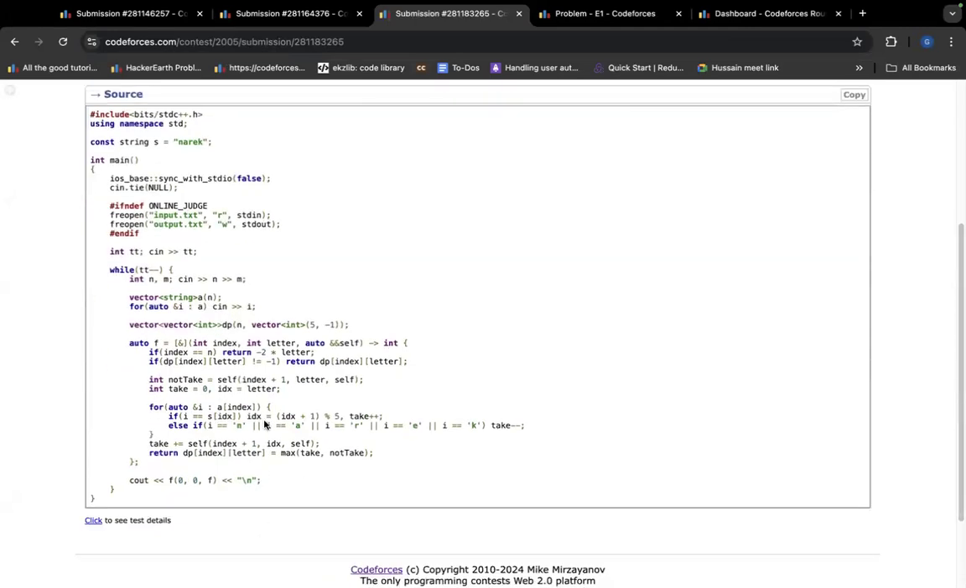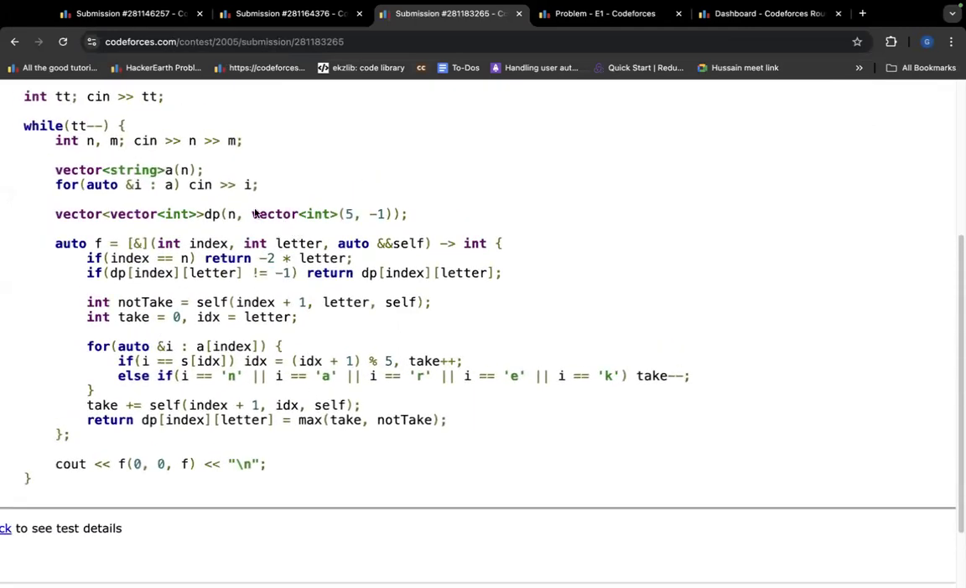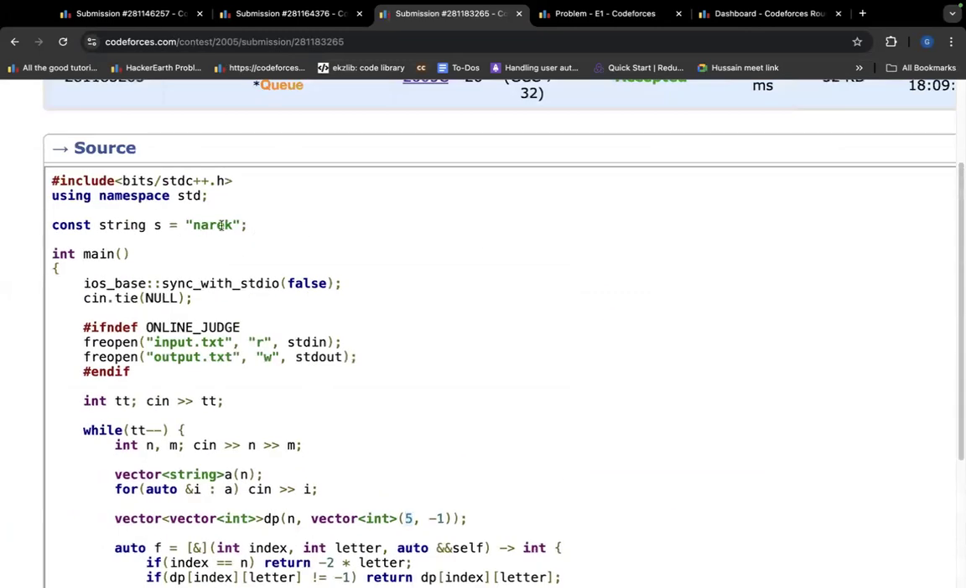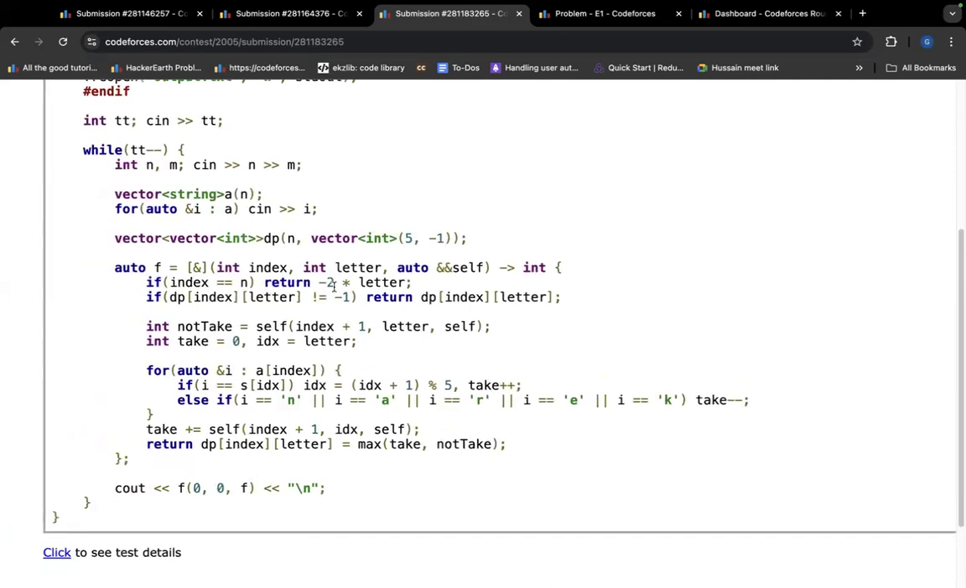So if you look at this, guys, I have dp of n, 5, and here I have my string, which is Narik. If index is equal to n, I return 2 times letter. Here is my dp state, where dp index letter is not equal to -1, I return dp of index letter. Apart from this, I have 2 things, take and not take. For not take, I just do f of index plus 1 and letter. All right, this is just a lambda function. That is why I'm passing self. You can just ignore this.